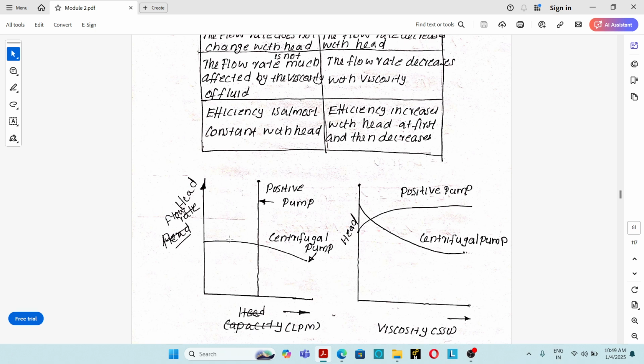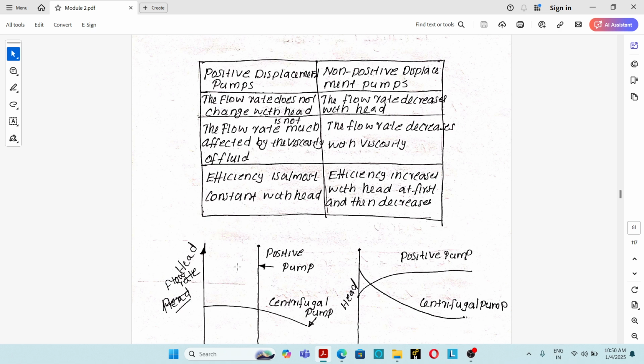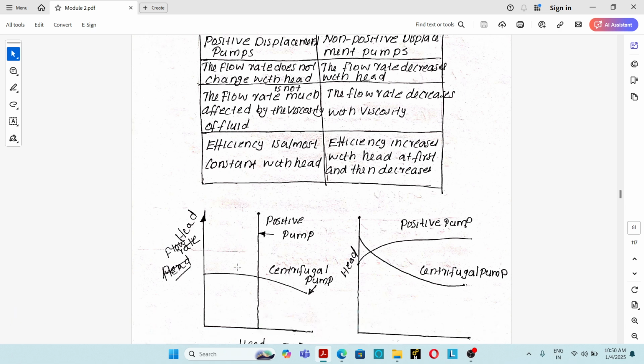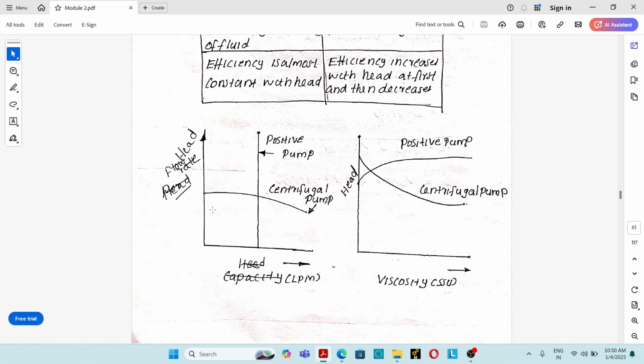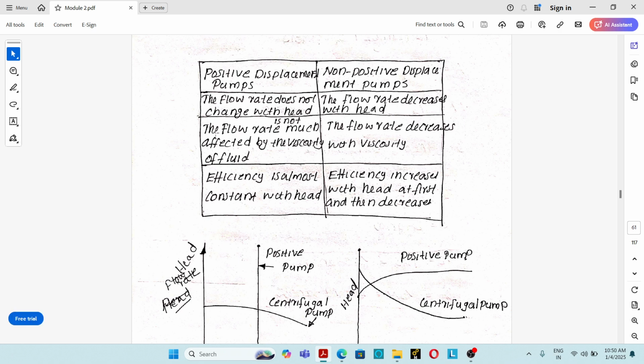But in the case of a non-positive displacement pump, like a centrifugal pump, the flow rate changes with the head. When the head decreases, the flow rate decreases. When the head increases, the flow rate increases. Okay, so that's the first point regarding flow rate.